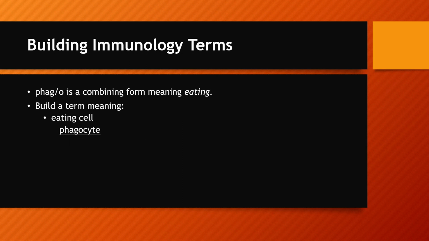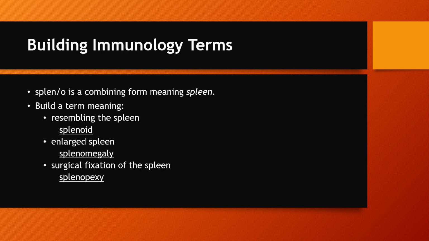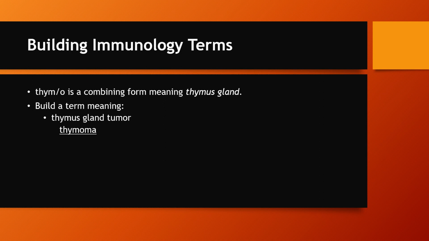Phago is a combining form that means eating. An eating cell is a phagocyte. Spleno is a combining form that means spleen. A term that means resembling the spleen is splenoid. An enlarged spleen is splenomegaly. And surgical fixation of the spleen is splenopexy. Thymo is a combining form that means thymus gland. To build a term that means thymus gland tumor would be thymoma. Tonsillo is a combining form that means tonsil. To build a term that means tonsil inflammation is tonsillitis.